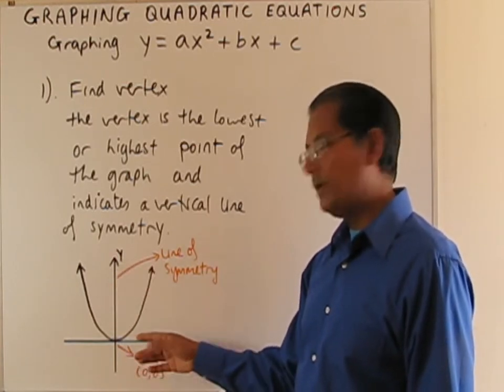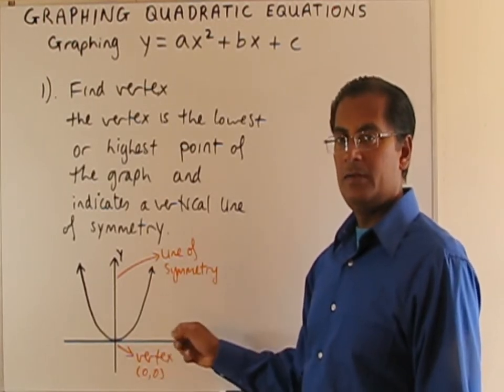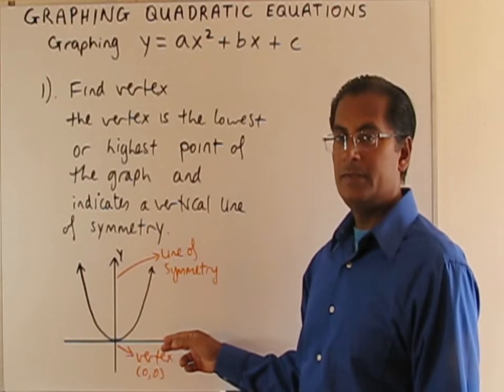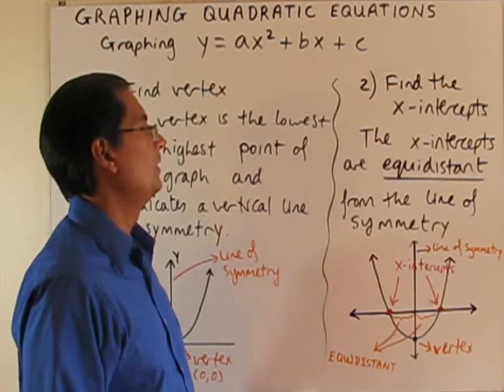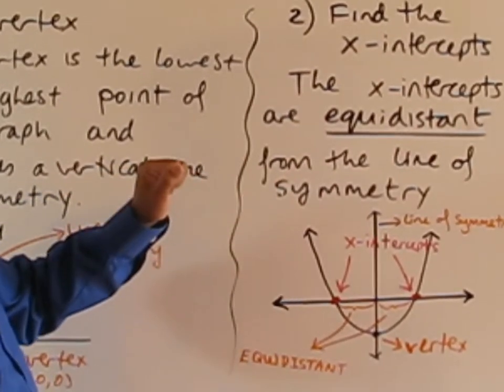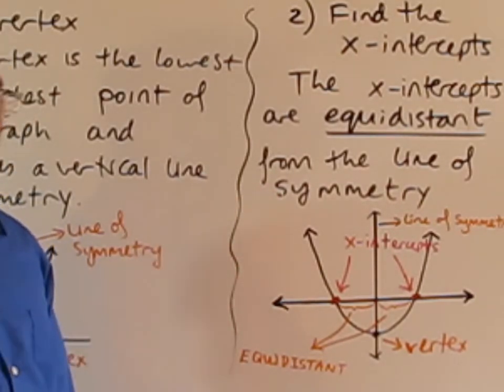So why is that line of symmetry significant? Because of the second part to graphing a parabola, step 2: find the x-intercepts. The x-intercepts are equidistant from the line of symmetry, and so that allows us to complete the picture.